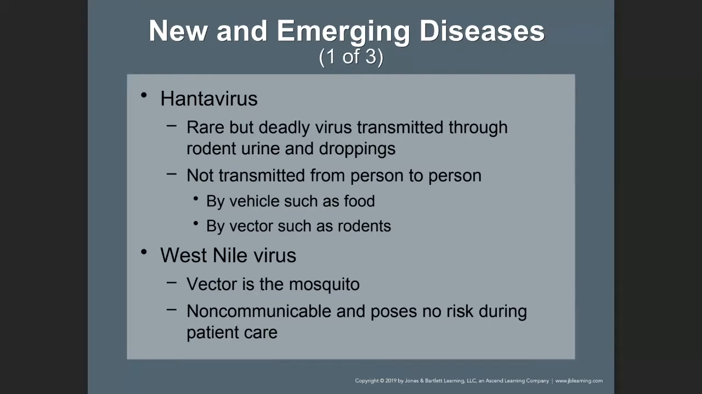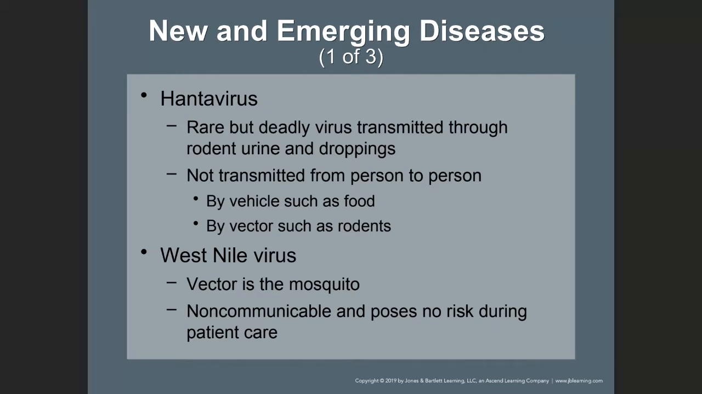Hantavirus, a rare but deadly virus transmitted through rodent urine and droppings. Not transmitted from person to person. The transmission is by a vehicle such as food or a vector such as a rodent.